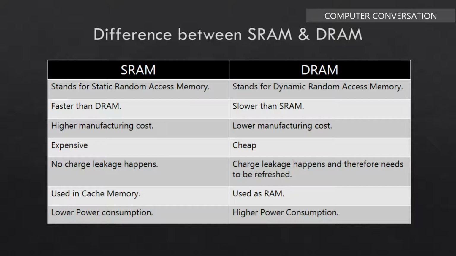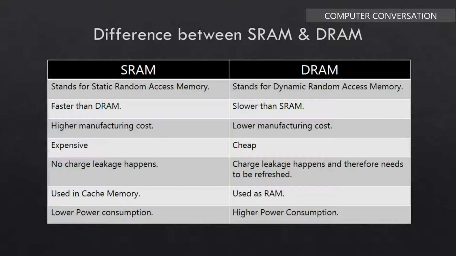SRAM is faster than DRAM whereas DRAM is slower than SRAM. Manufacturing cost of SRAM is higher whereas manufacturing cost of DRAM is low. SRAM is expensive but DRAM is cheap. No charge leakage happens in SRAM but charge leakage happens in DRAM and therefore it needs to be refreshed. SRAM is used in cache memory whereas DRAM is used as what we commonly call RAM. Lower power consumption in SRAM but higher power consumption in DRAM.